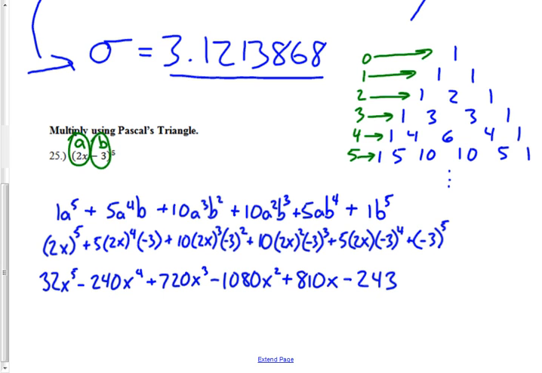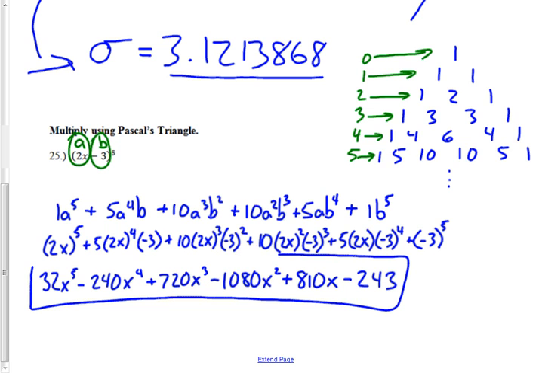Okay, so again, when you use Pascal's triangle, you pick the appropriate row, you write down your coefficients, write down your A's and your B's in descending and ascending order, and then plug in your A and your B values and simplify. And that's it.